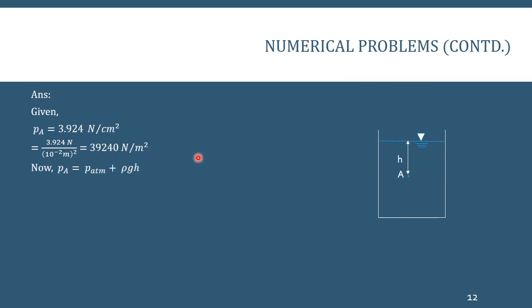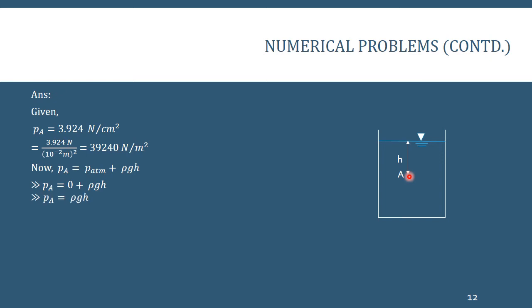Now PA is given by P atmosphere plus rho g h. If I want to calculate the pressure at A, it is going to be P atmosphere, the pressure of the free surface, plus rho into g into h according to hydrostatic law. Now P atmosphere by convention is taken to be equal to 0, like I told you before. So we are going to measure the gauge pressure at point A. PA is equal to rho g h.